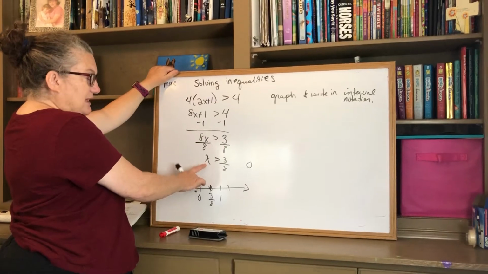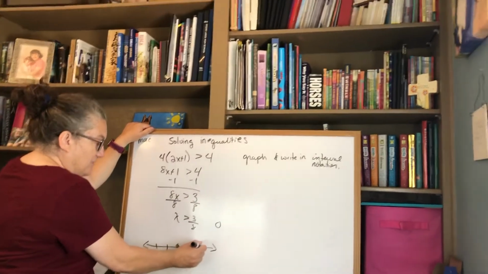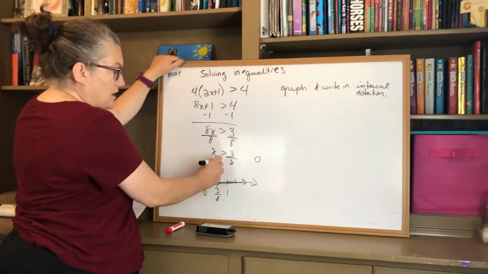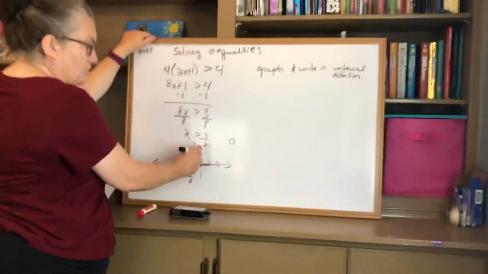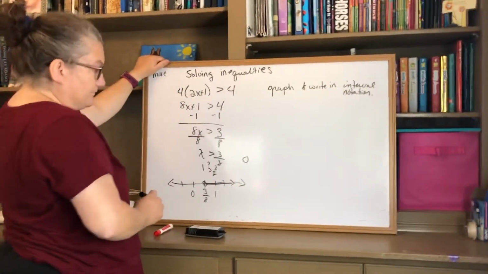Since x is on the left, we can draw the line in the direction of the inequality sign, and then we're going to check it. I'm going to put a 1 in here. Is 1 larger than 3/8? Is that a true statement? Yes, so we graphed it the right way.